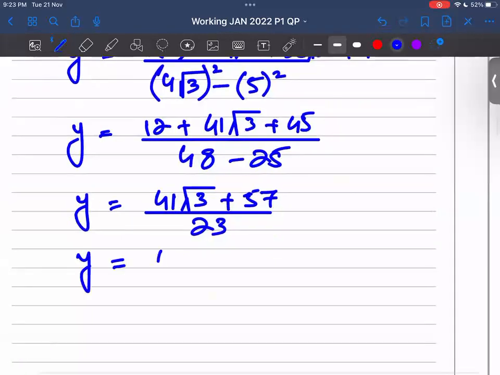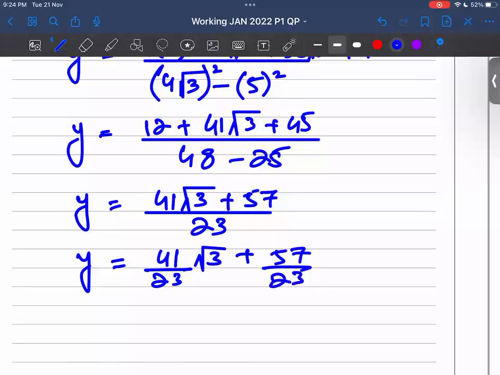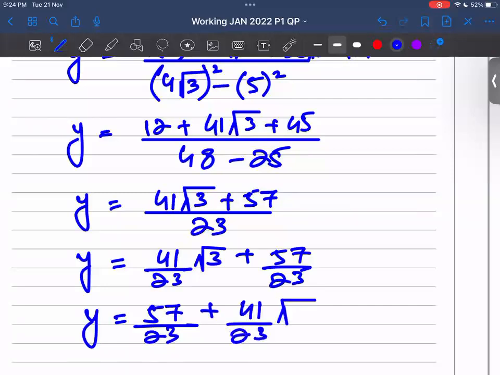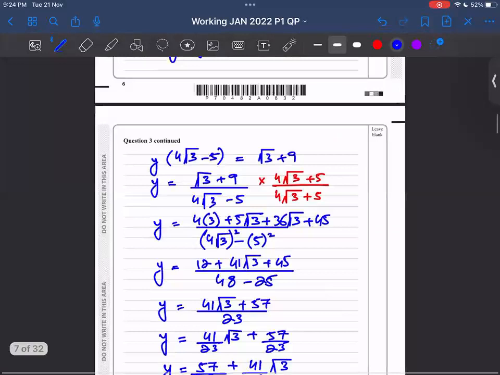Now we can separate it: 41 root 3 upon 23, and 57 over 23. But if you need to give the answer, the root 3 should be the next term. So I'm going to arrange them: 57 over 23 plus 41 over 23 root 3. This is going to be the answer they need to find out.